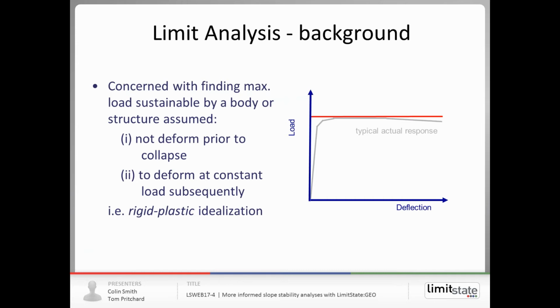So just a quick background to limit analysis. I've mentioned the word a few times before. For those of you not familiar with the actual rigorous definition, it relies on a rigid plastic assumption of material behavior. So it's not a method that allows you to define deformations, but it's very good at determining ultimate limit states at collapse, and that's what generally you're interested in for slope stability.